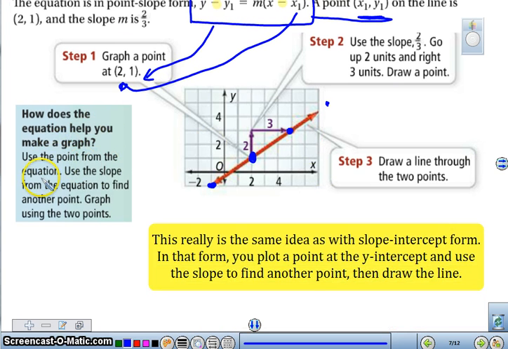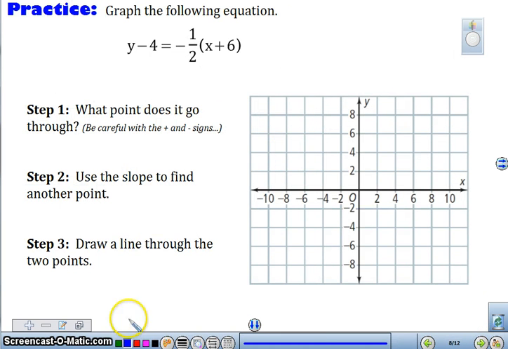It says use the point in the equation, use our slope to find another point. This is really the same thing as when we did slope-intercept form. The only difference is that instead of your y-intercept, you start at a point, and you still use the slope to get more points on the line and draw your line.